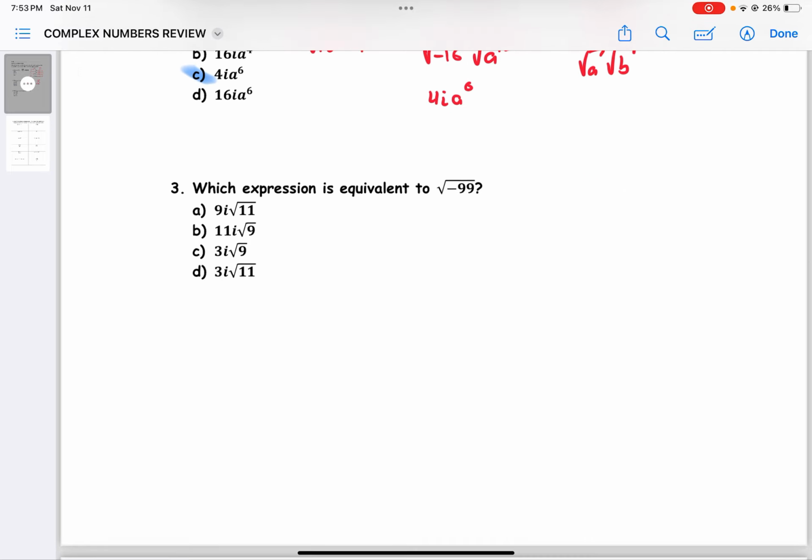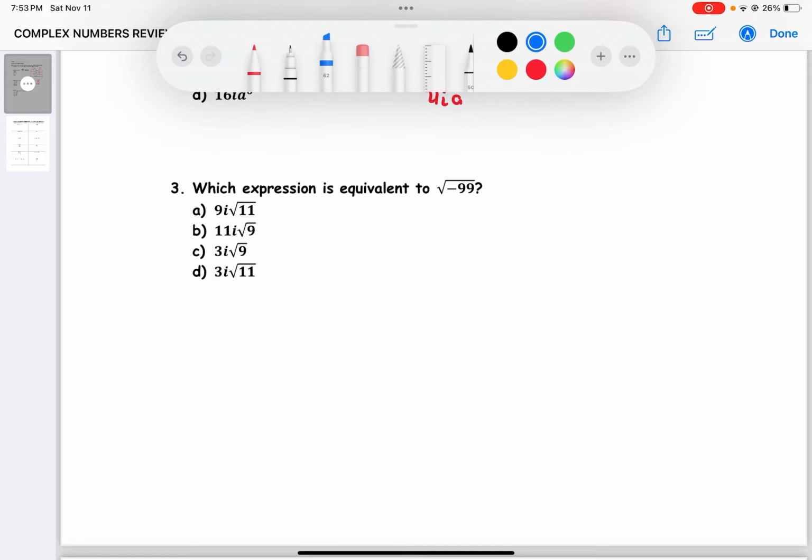Last one for the multiple choice, which expression is equivalent to root -99. So once again, we can ignore the square root. We can ignore the negative number. We can just get it out of the way. When we get rid of that negative inside, we'll just throw an i outside. So right now we have i root 99.